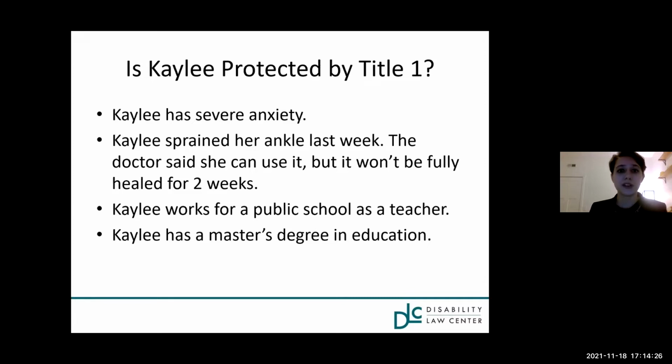But if we look, we also know that she has severe anxiety. So that's a mental impairment. And because it's severe, we know that this was probably a substantial limitation on a major life activity. In this case, that activity would be thinking. And then we see that Kaylee is clearly qualified for her job. She has a master's degree in education. So in this case, Kaylee would be protected by Title I of the ADA. But it's important that we know why that is. And it's because of her severe anxiety and not because of her sprained ankle.